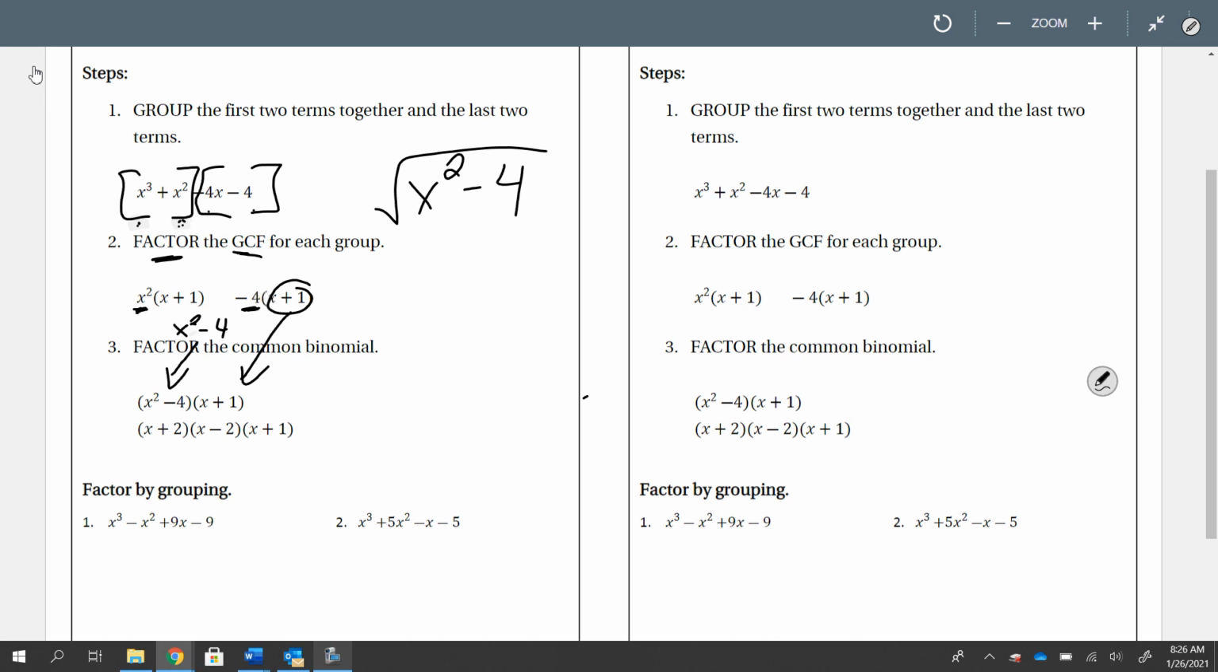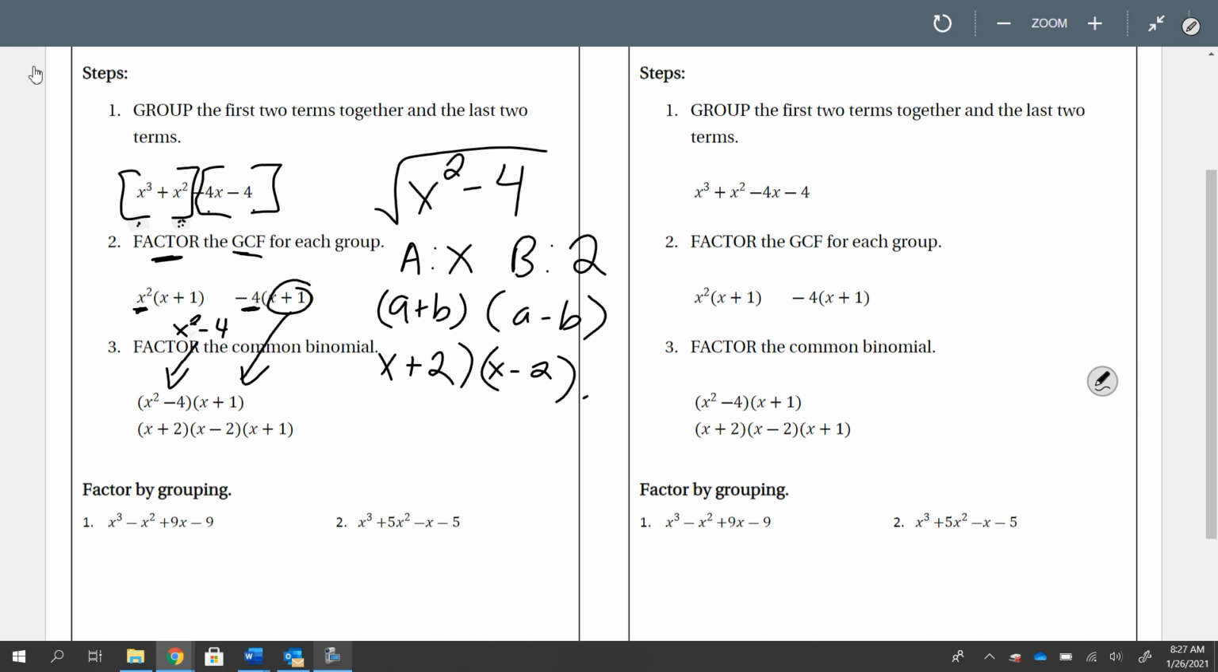Square root, and this is how we find our a, and this is how we find our b. The square root of x squared is just x. The square root of 4 is 2. Then I just plug it into the equation. The equation was a plus b times a minus b. All right? So it ends up being x plus 2 and x minus 2. And one has to be plus and one has to be minus, okay?